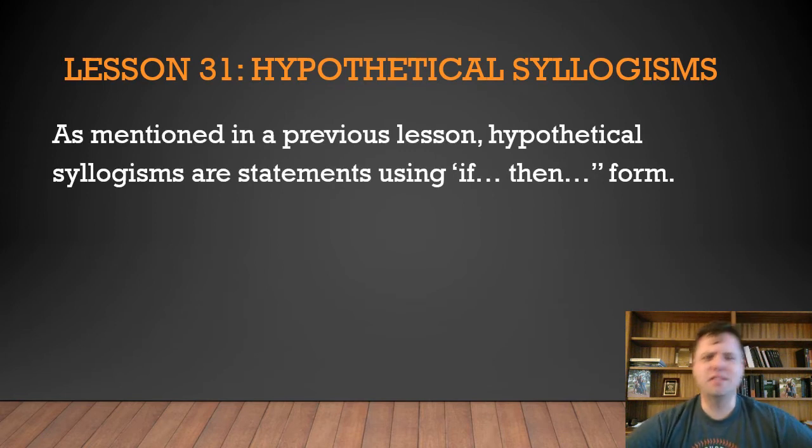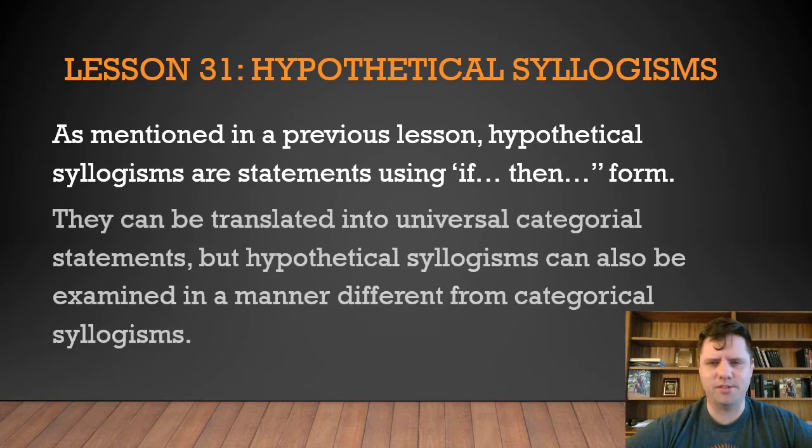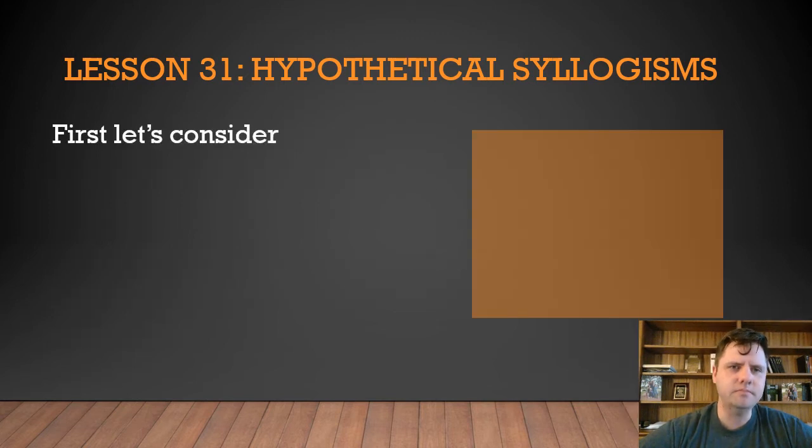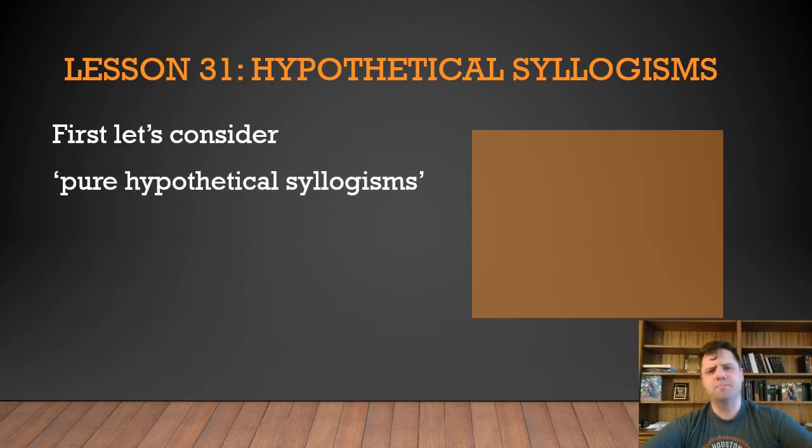As mentioned in a previous lesson, hypothetical syllogisms are statements which use if-then form. So if something, then this. They can be translated into universal categorical statements, but hypothetical syllogisms can also be examined in a manner different from categorical syllogisms, as I'll show you in a moment.